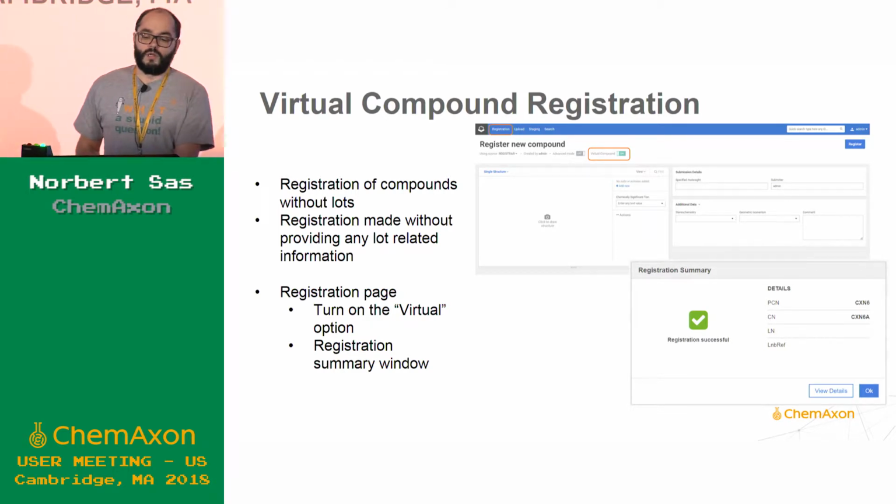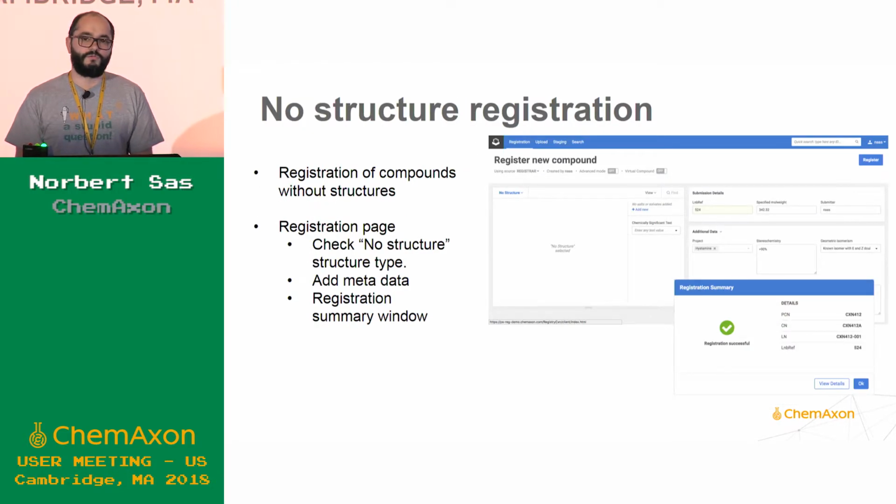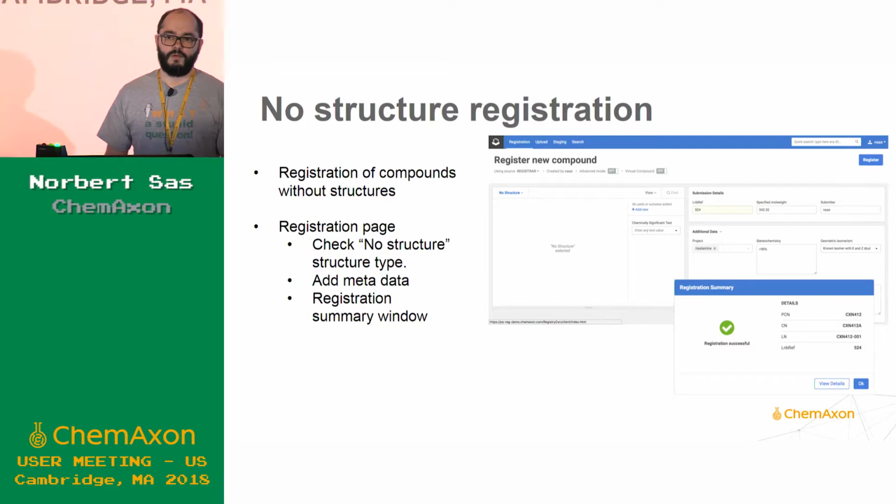The other feature is no structure registration. Just imagine the case when you have some information, but you're not sure about the structure. You already have a lot of supporting metadata about the compound, and you definitely want to register it into the compound registration system so you can keep track of it using the company ID. No structure registration is just the feature that is good for this.